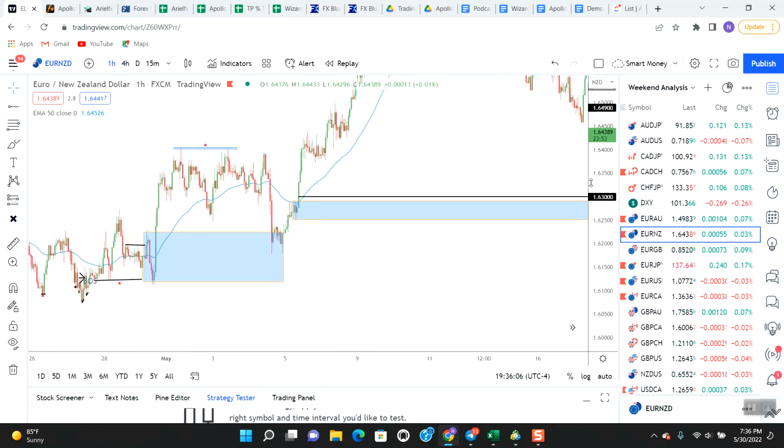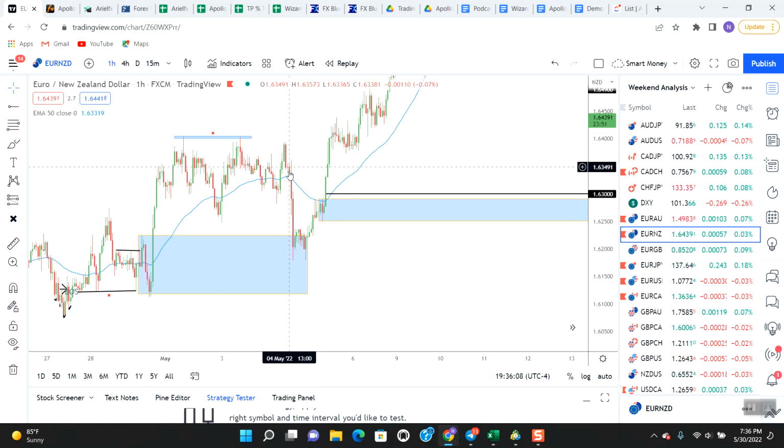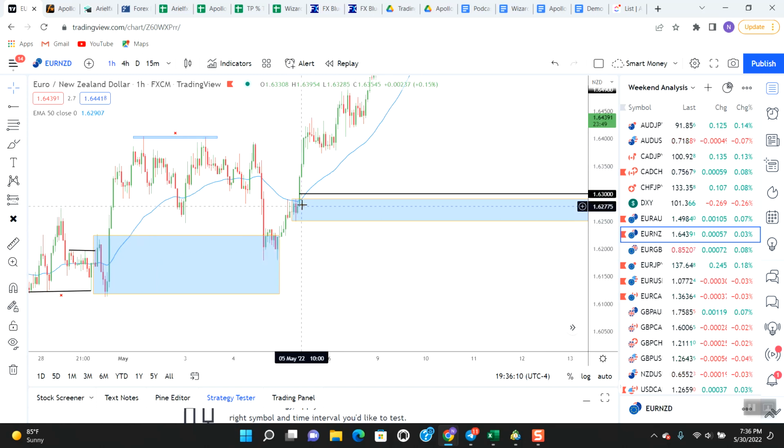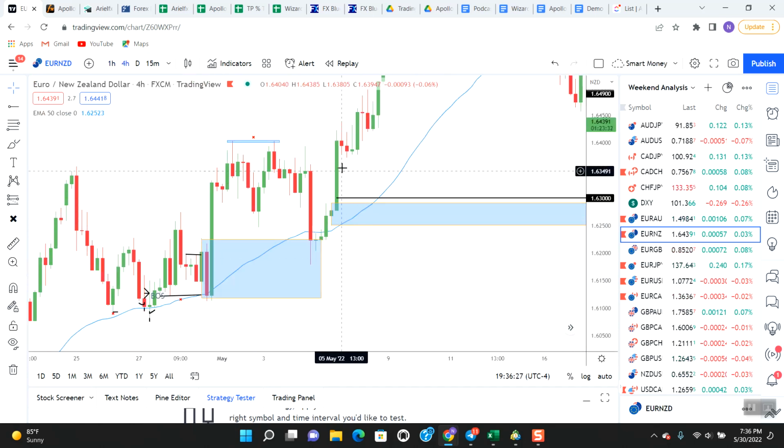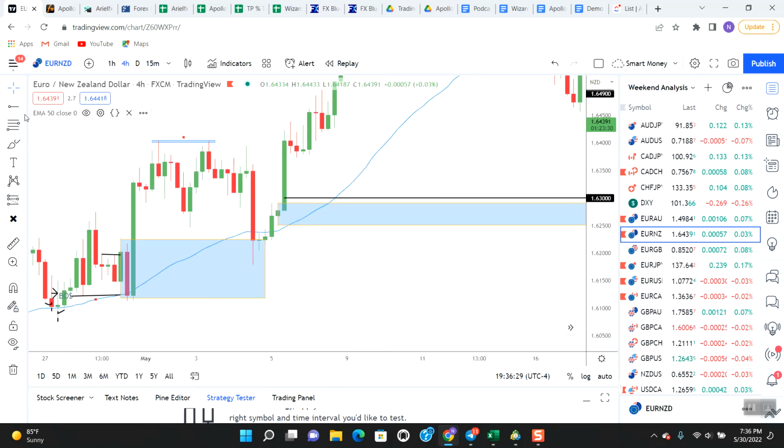So we can see here, within the institutionally sponsored volume, we have this 15-minute area of demand, lower time frame, and then right above it, I have 1.63, which is a psych level. It happens to line up with the imbalance that's just right in here somewhere. It's not exactly the 50% or the full imbalance fill, which is right there, but it's really close.